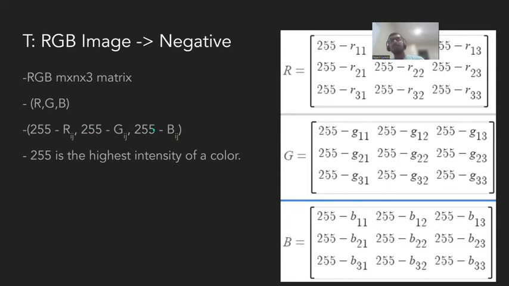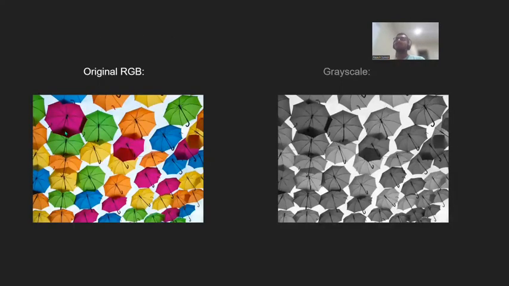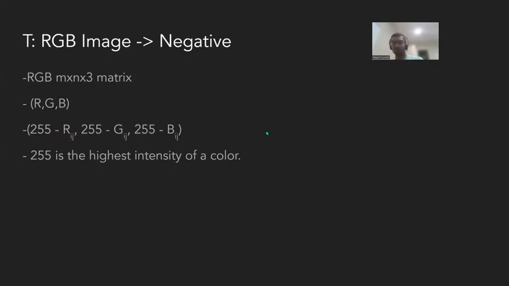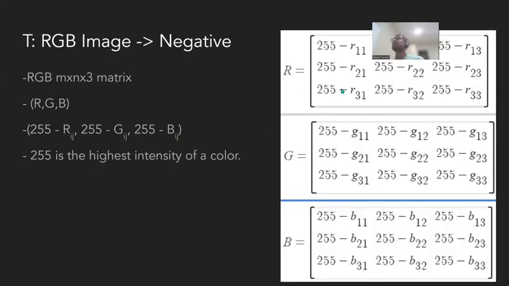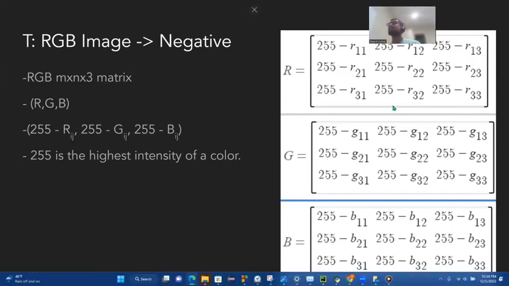255, 255, that's white, and you're subtracting that by the original image. So essentially, if we pretend this is the original image, we're having a white image matrix of the same dimension, and we're subtracting the original image from it. And you'll get the negative as a result. So that's how it works. And this is the matrix visualization.